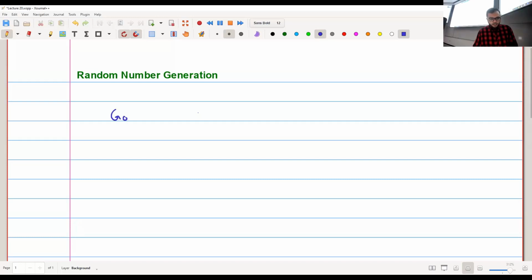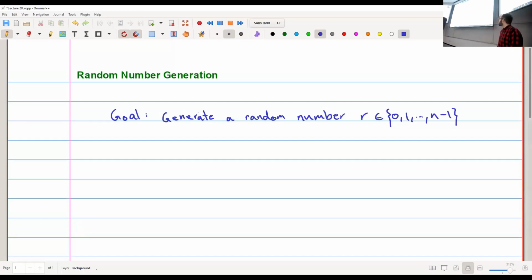Our goal here is to generate a random number. So I want to generate a random number R, let's say. And this R is supposed to come from the set of numbers between 0 and n minus 1. So let's say I have a fixed number n, and I want to find a random number modulo n.